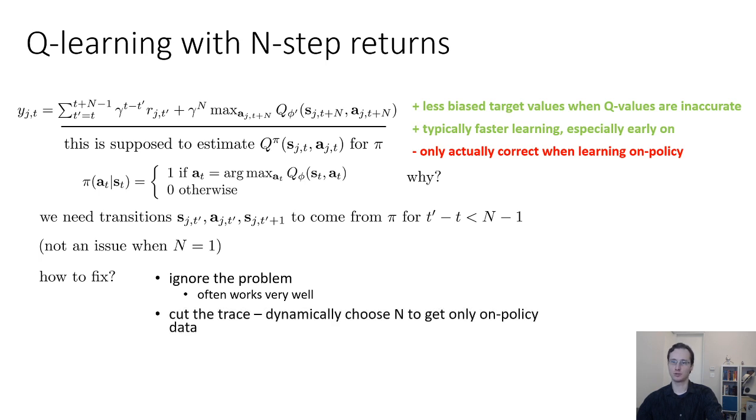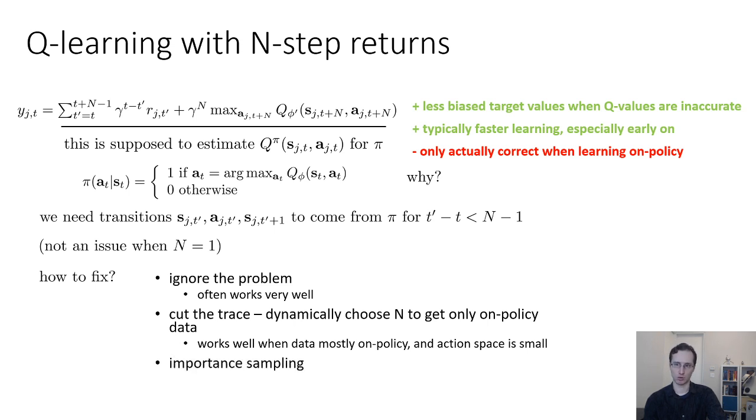The other thing we can do is dynamically cut the trace. We can dynamically choose n to only get on-policy data. Essentially, we can look at what our deterministic greedy policy would do, look at what we actually did in the sample, and choose n to be the largest value such that all of the actions exactly match what our policy would have done. That will also remove the bias. So this works well when data is mostly on policy and the action space is pretty small.